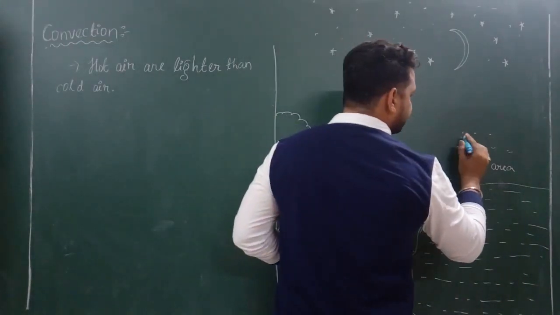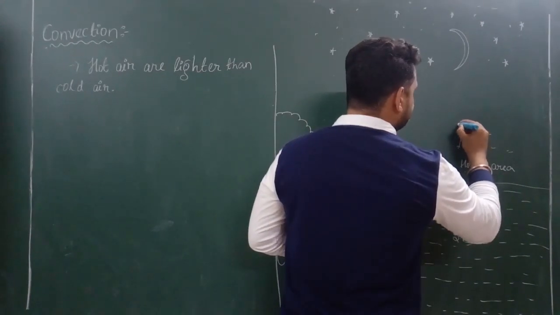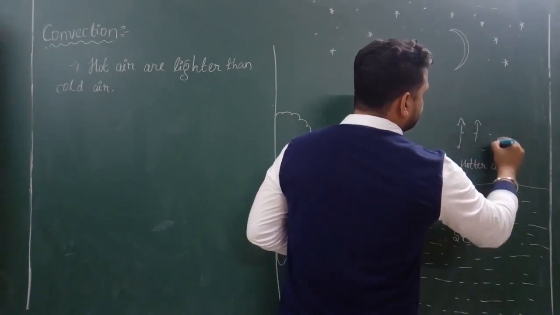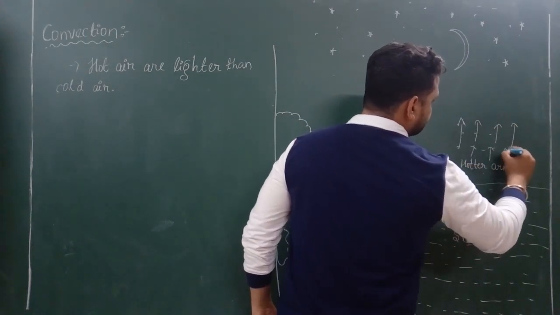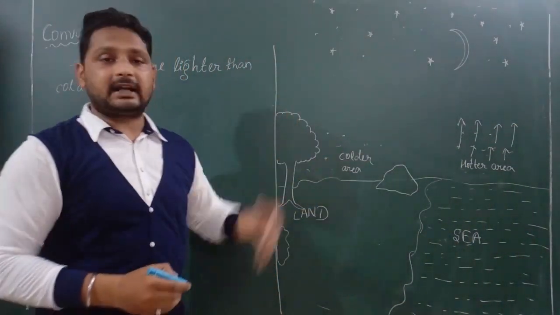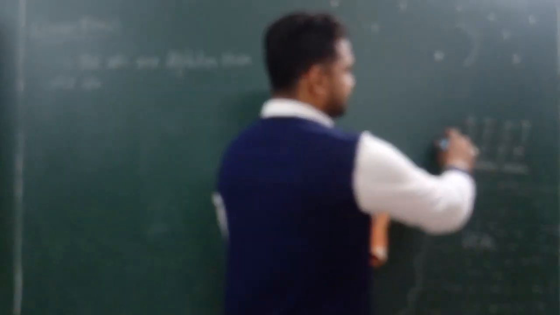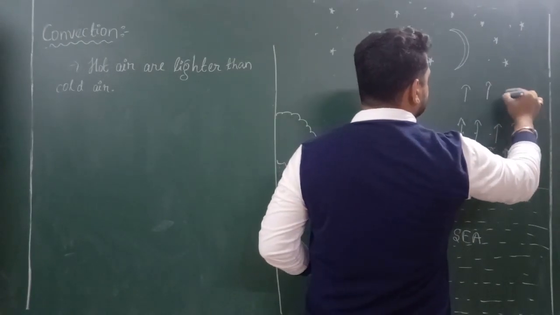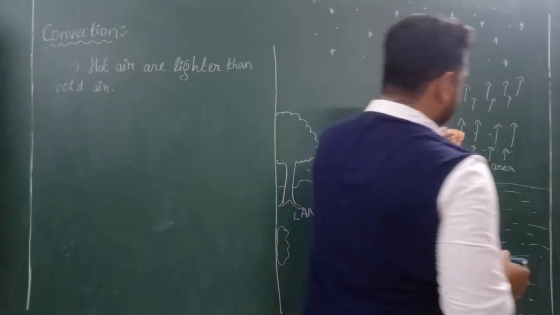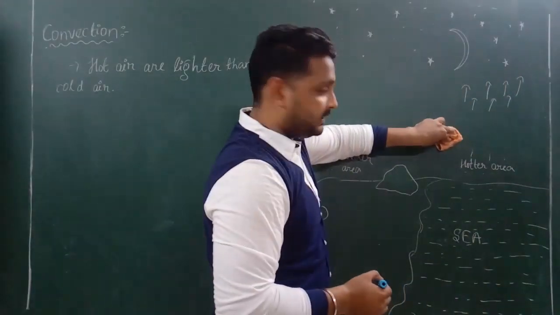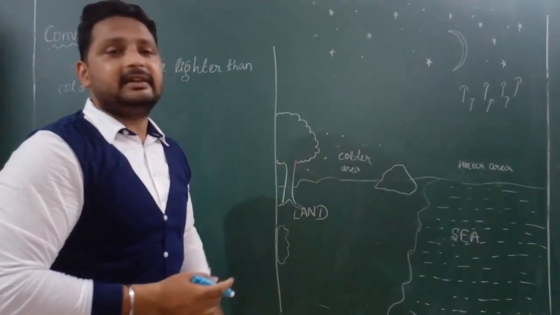Hot air, since it is lighter, will move up. Here the hot air starts to move up. So what happens here? This area goes up. If the air moves up, that means there is nothing left, right? Now here there is a gap. A gap is being created here.